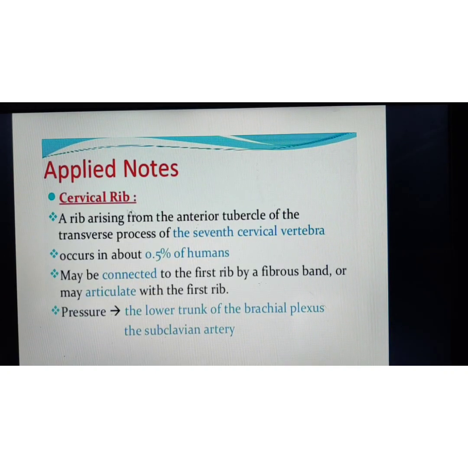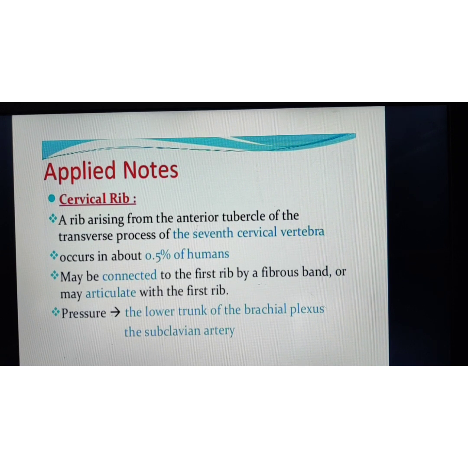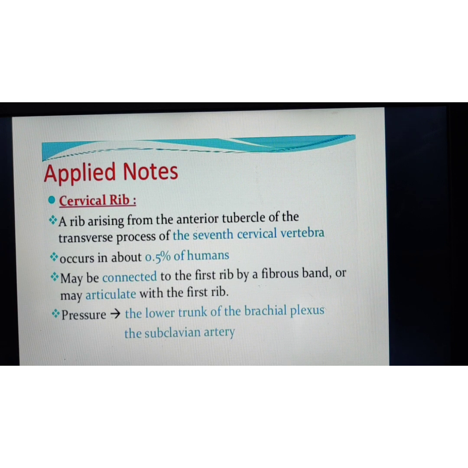Coming to the clinical anatomy, there is a condition which is known as the cervical rib, where you find an additional rib in the cervical region. This is a common variation at the C7 vertebra, which has a rib on one side or both sides.